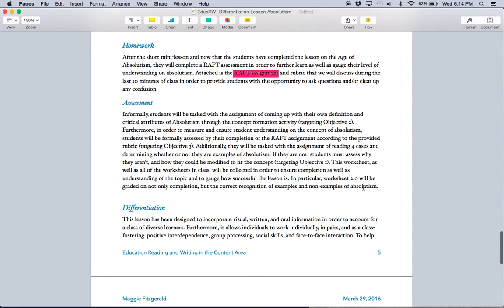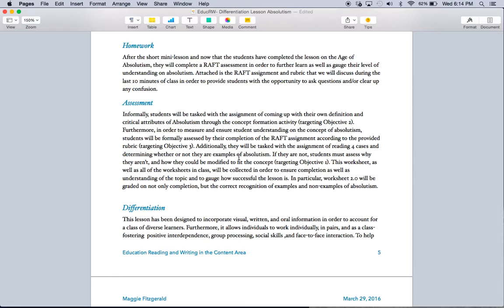And then this is the real key. So this is how I assess all those objectives. And again, I want to make sure I've completed all of them. So informally, I will ask students to come up with their own definition and critical attributes of absolutism. And I do this pretty directly via the concept formation activity at the very beginning.